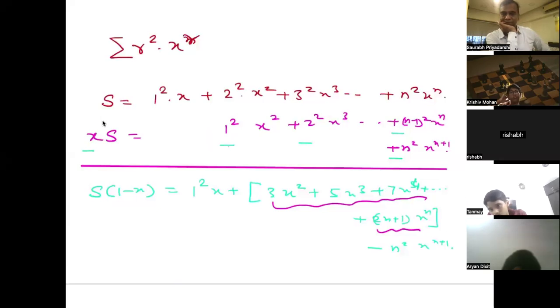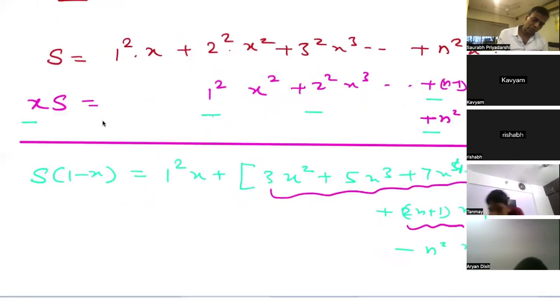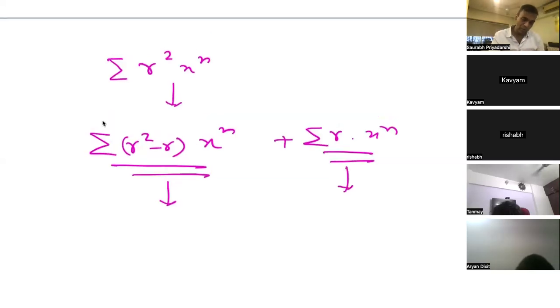How to use differentiation? Multiply the previous equation by x, then differentiate again. Or else you can write this r square x to the power n as the summation of r square minus r x to the power n plus r into x to the power n. You have to differentiate 2 times the original equation, and 1 time the original equation.